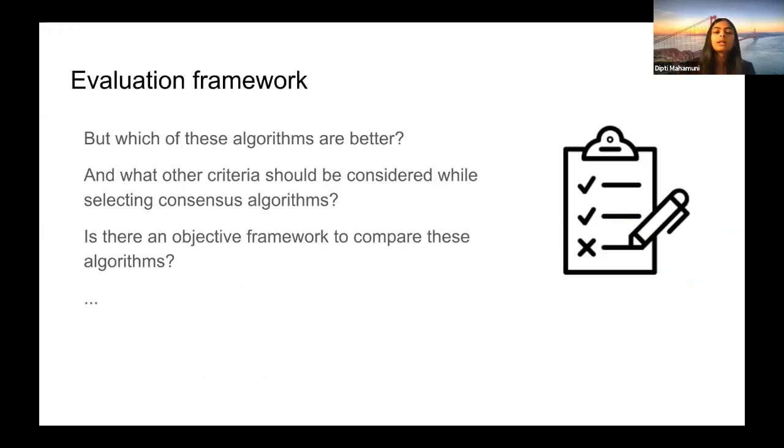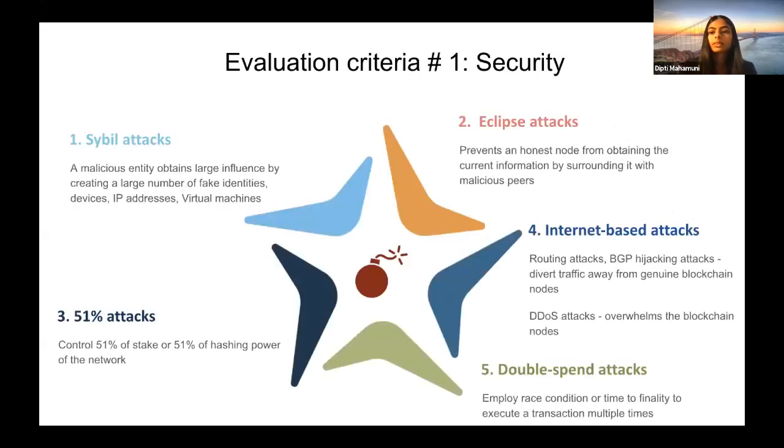Now, both of the algorithms that I just talked about are good and bad in their own ways. But how do you really compare them, and on what criteria do you compare them? That's where the framework that I created comes in, based on 5 evaluation criteria. So the first evaluation criteria that I looked at was security.